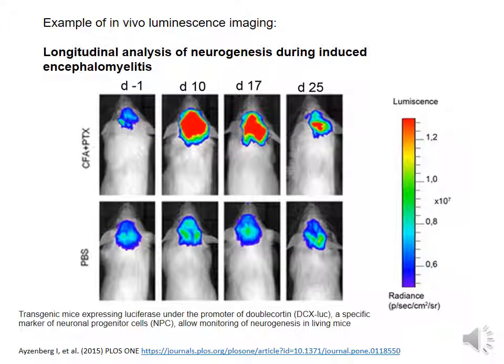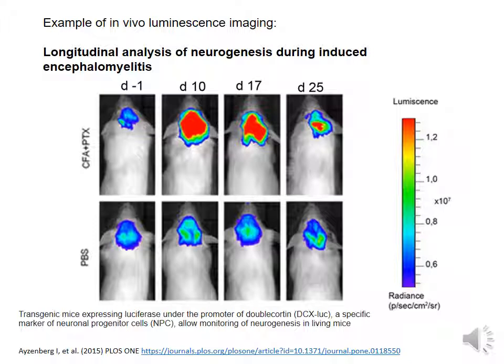An example of in vivo bioluminescent imaging can be found in this paper, where the authors performed longitudinal analysis of neurogenesis during induced encephalomyelitis. For this, they generated a transgenic animal expressing the luciferase under the control of the doublecortin promoter, which is a specific marker of neuronal progenitor cells. And then they monitored neurogenesis in living mice by using a pharmacological induction method for encephalomyelitis.